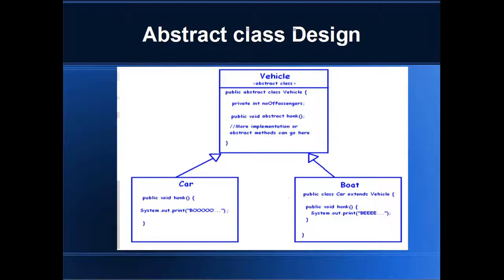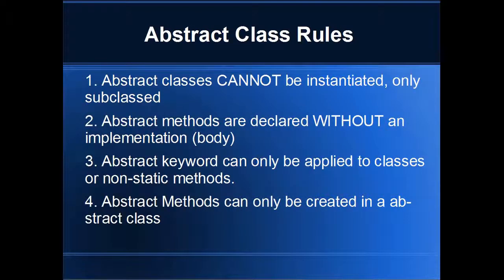Again, remember these abstract rules when you're writing the Java certification. These are important. Abstract classes cannot be instantiated, only the subclass. The certification is going to try to trick you on that question too. Point 2: abstract methods are declared without an implementation or body. Sometimes they're going to try to trick you on that one.